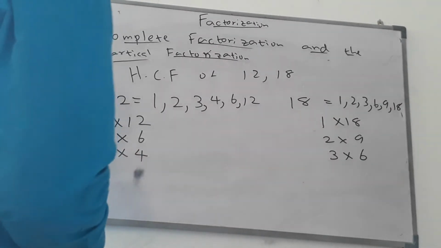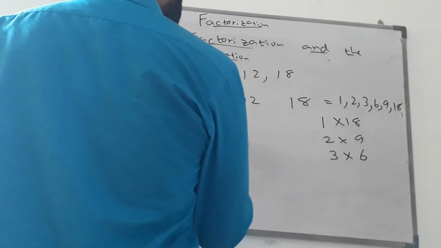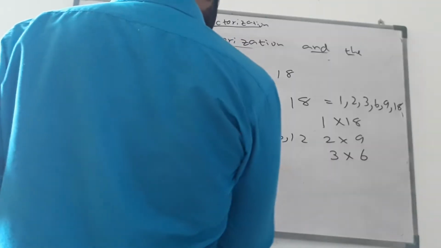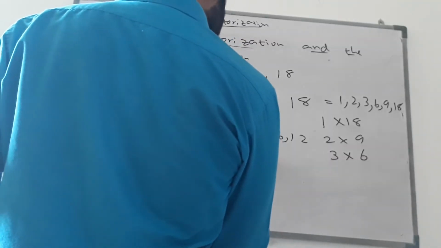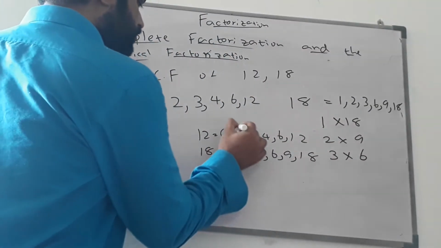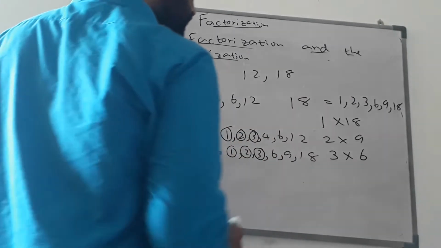Now we will check the common factors. Okay, 12, the factors are 1, 2, 3, 4, 6, 12. 18, the factors are 1, 2, 3, 6, 9, 18. Here 1 is a common factor. 2 also is a common factor. 3 is also a common factor.